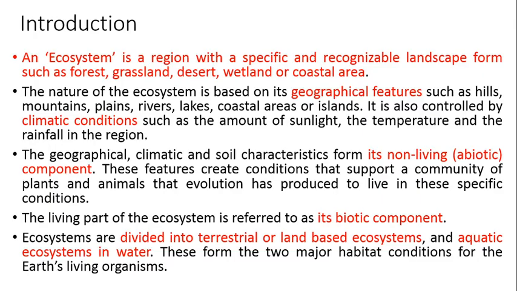So what does your textbook definition say, the textbook which has been referred to you? It says that an ecosystem is a region with a specific and recognizable landscape form such as forest, grassland, desert, wetland and coastal areas. The nature of the ecosystem, as I have already explained, is based on the geographical features. Now the geographical features, climate, soil, etc., help in the evolving condition of the organism.